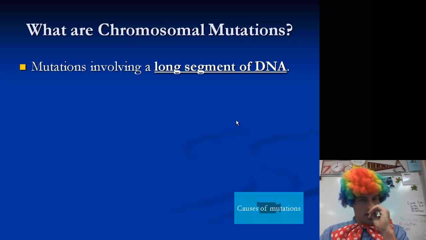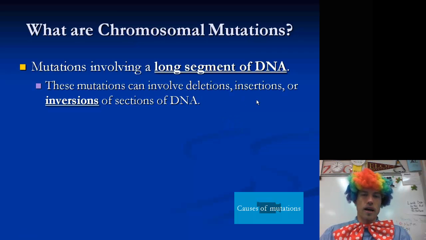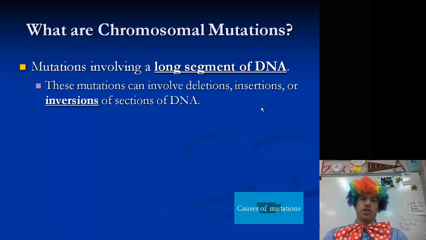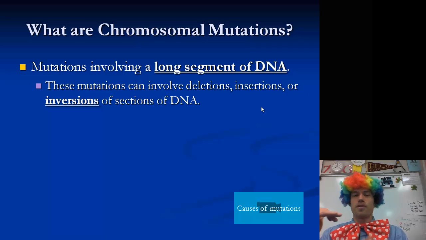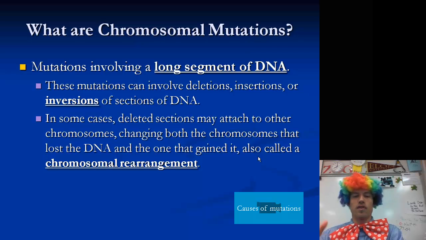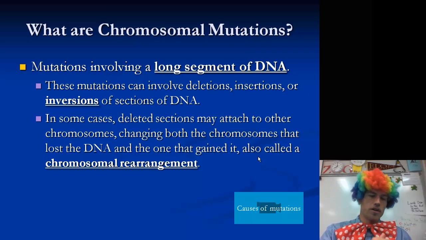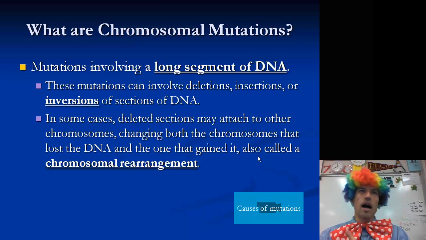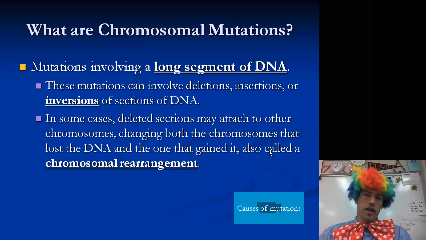We can also have some chromosomal mutations, all right? And these can involve deletions, insertions, or inversions, but they're of whole sections. So basically, a part of a chromosome is going to be switched over from one place to another, deleted, whatever, and those are obviously going to have major, major issues. And sometimes we can actually have pieces moving from one chromosome to another, and those are called chromosomal rearrangements, and those are ways that large-scale evolution can occur.